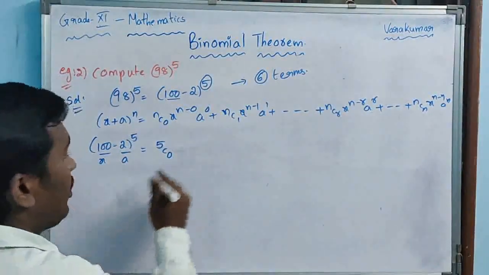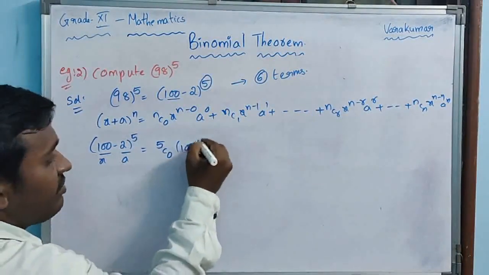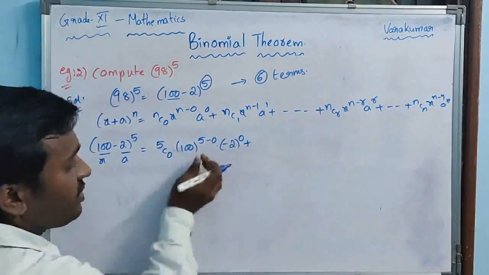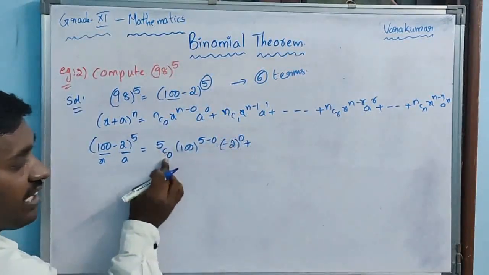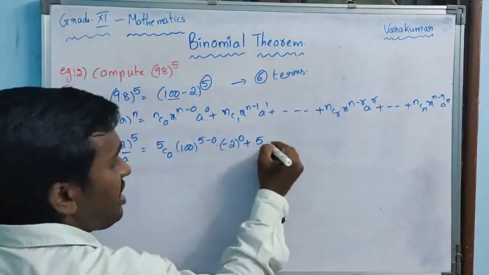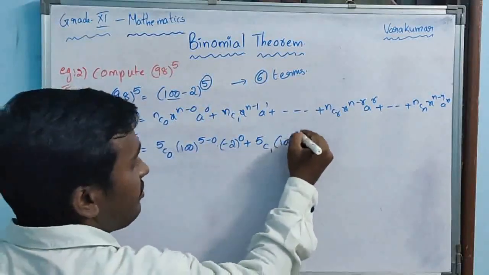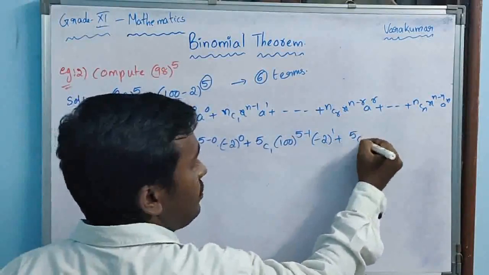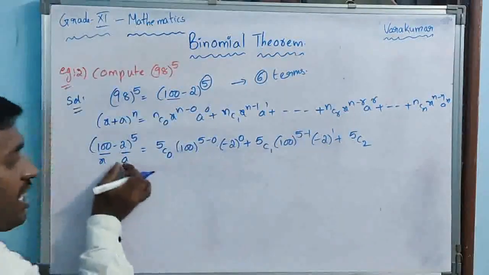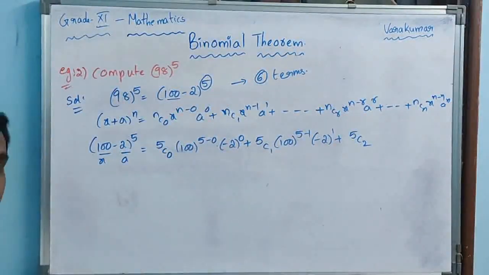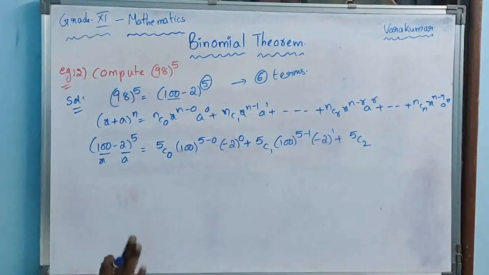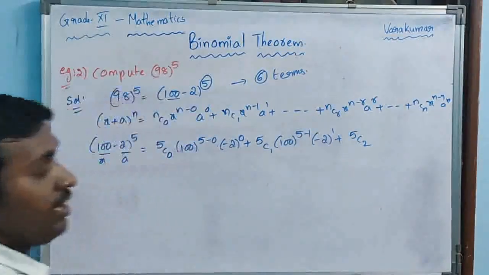Say 5c0, what you can write? First one, 100 power 5 minus 0 into minus 2 power 0. Right? You see 5 minus 0 plus 0, 5c0. Then 5c1, 100 power 5 minus 1 into minus 2 power 1. And 5c2, please remember minus 2 also to be considered. If you forget the minus, the answer will become wrong, because we are doing x plus a whole power n, so the a value is minus 2. So don't neglect the negative.